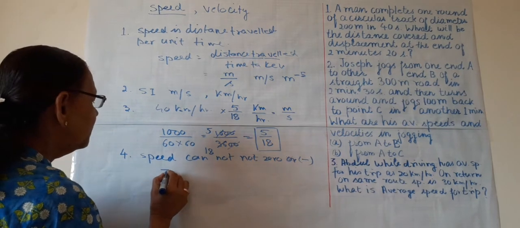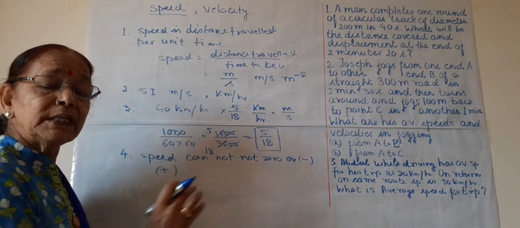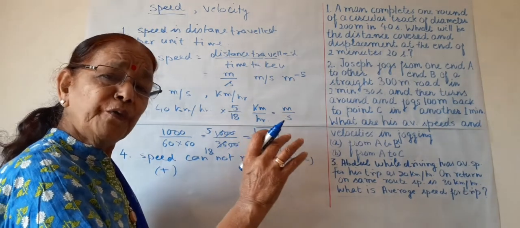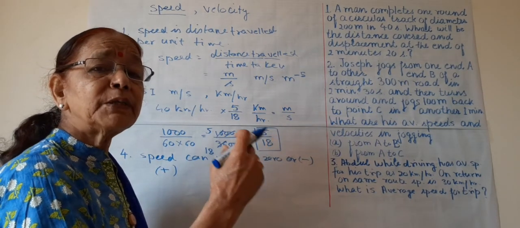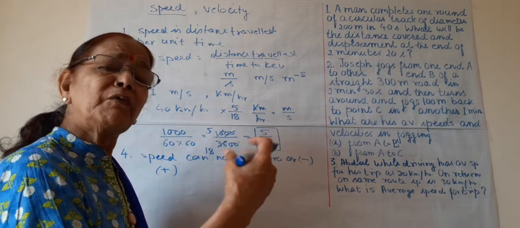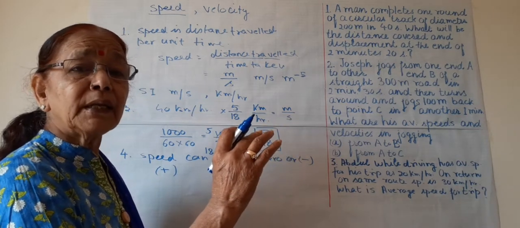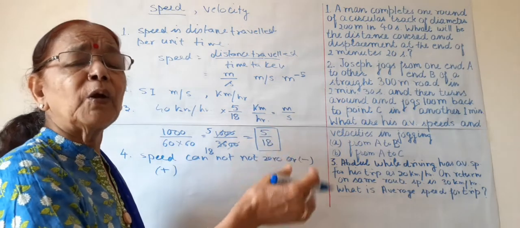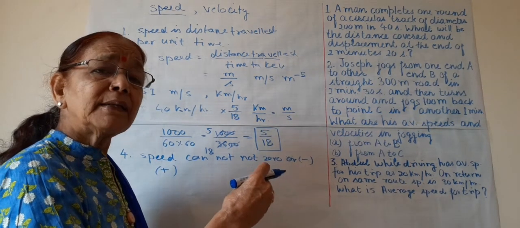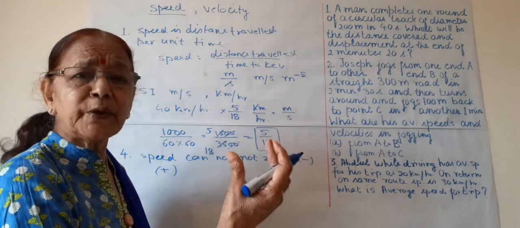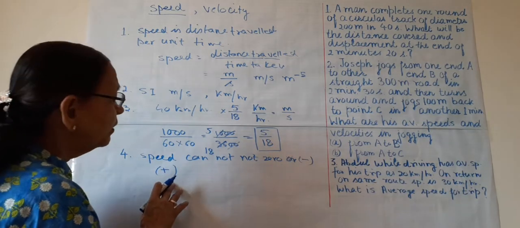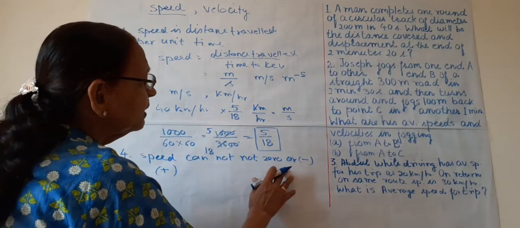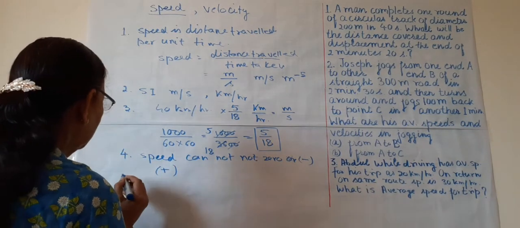It is always positive. Once a car starts moving, it has moved, so it has gained some speed, and this speed is always positive. It cannot be negative. Once it is started, it cannot go back. Once the car is started, the speed cannot be zero. So speed is always positive, it cannot be zero or negative.